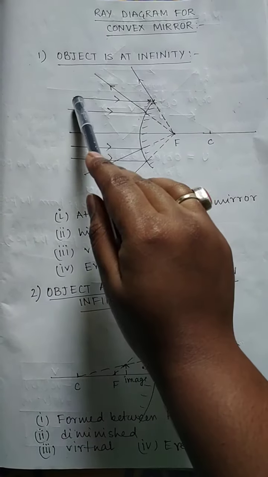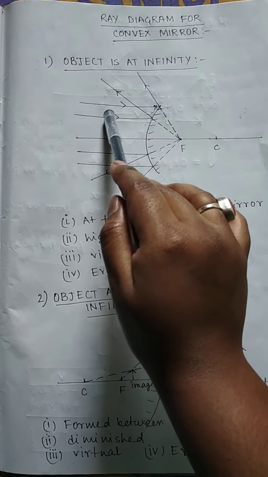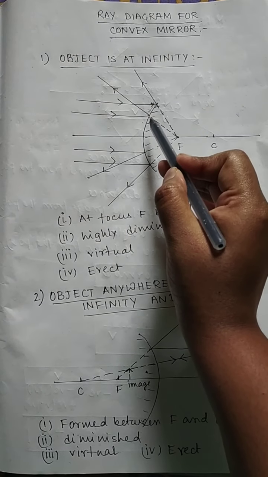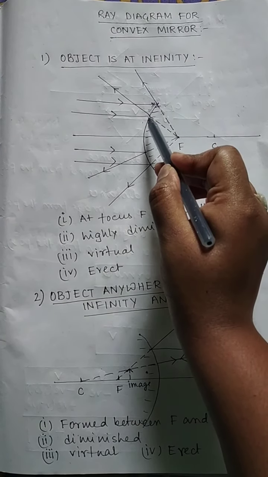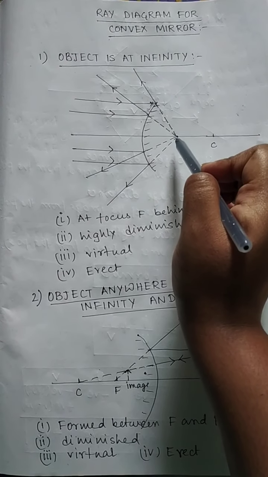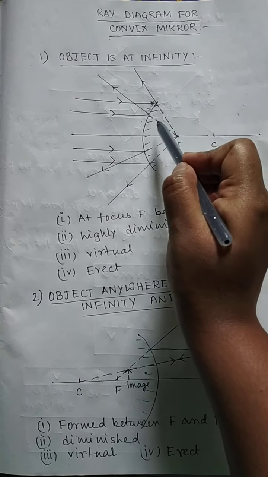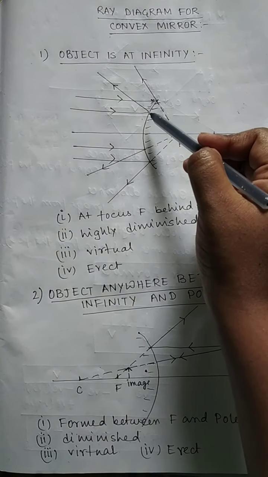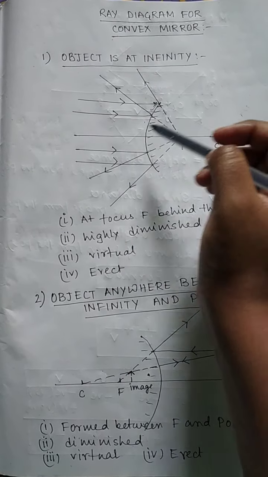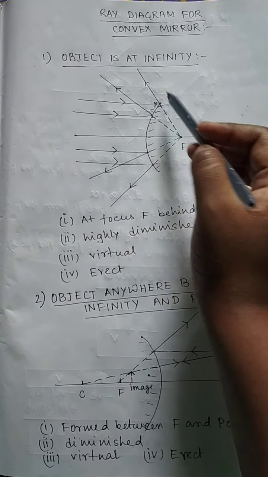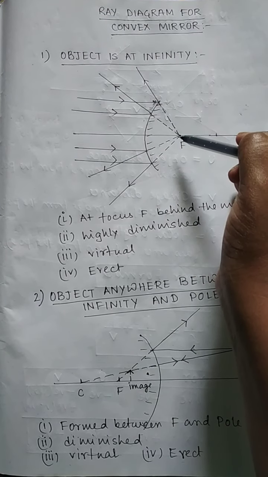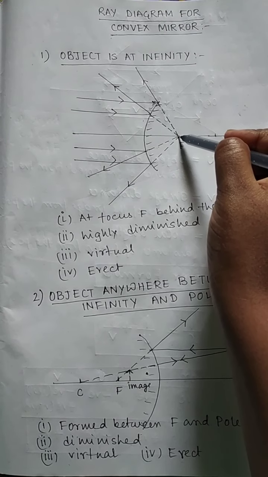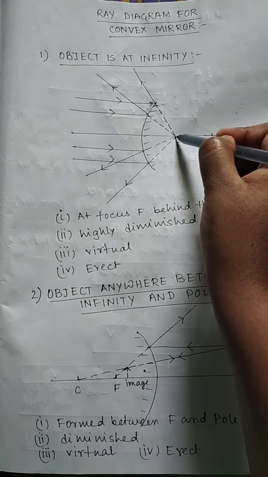These are the incident rays. Arrows are very important. Keep in mind incoming arrows for incident rays. And after reflection, they appear to diverge from a point called the focus. In this case, the focus is virtual, so we will draw dotted lines here. Behind the mirror will be dotted lines, and in front of the mirror will be straight lines. So after reflection, the rays appear to diverge from a point which is the focus. So the image of the object will be formed at this point, that is the focus of the convex mirror.